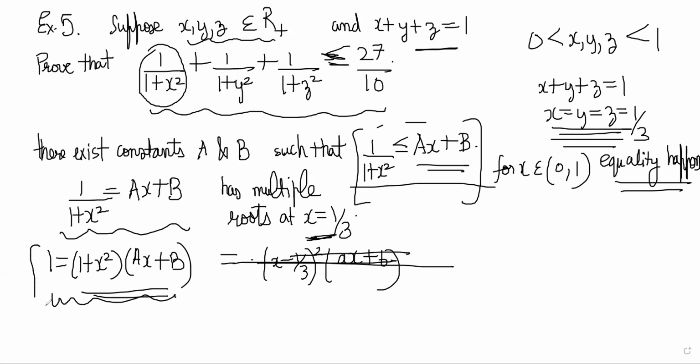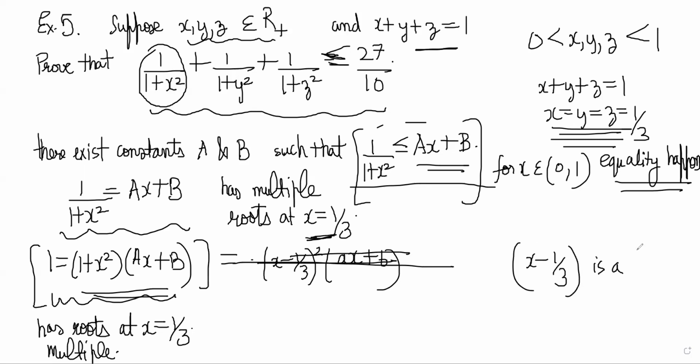You can just say that this equation has roots at x is equal to 1 by 3, multiple roots, right? So just simplify this and say that x minus 1 by 3 is a factor, right? And compare coefficients, and you should get the idea that the term looks somewhat like x minus 1 by 3 is a double factor, so it should be x minus 1 by 3 whole square, and the remaining term will come out to be x minus 4 by 3.